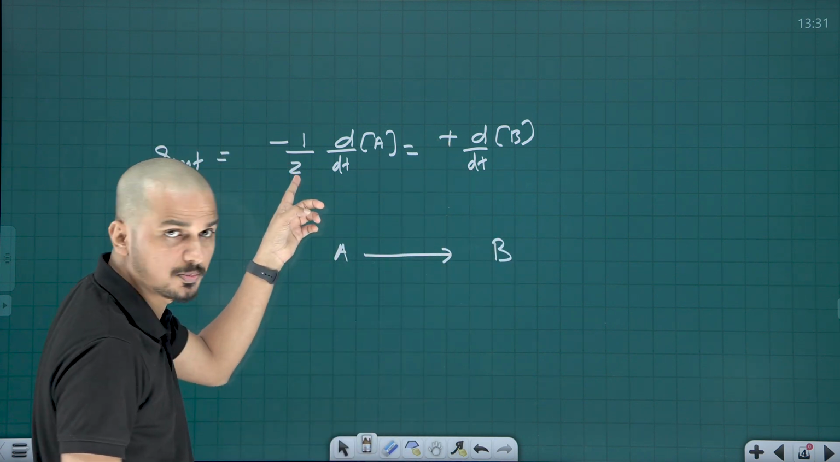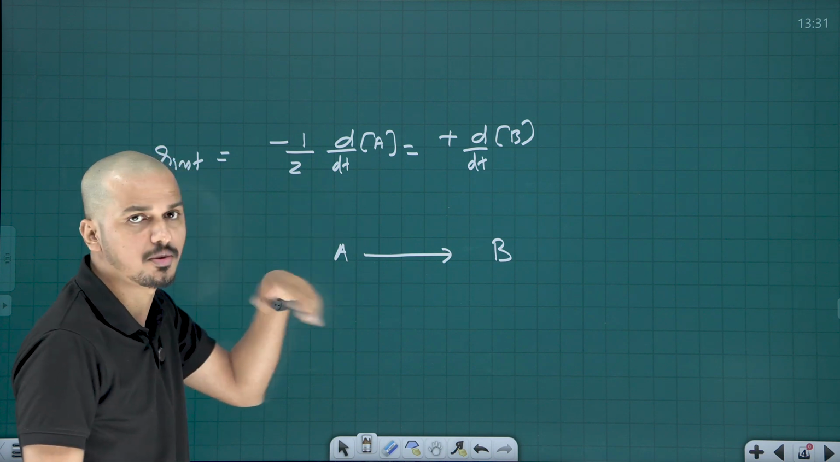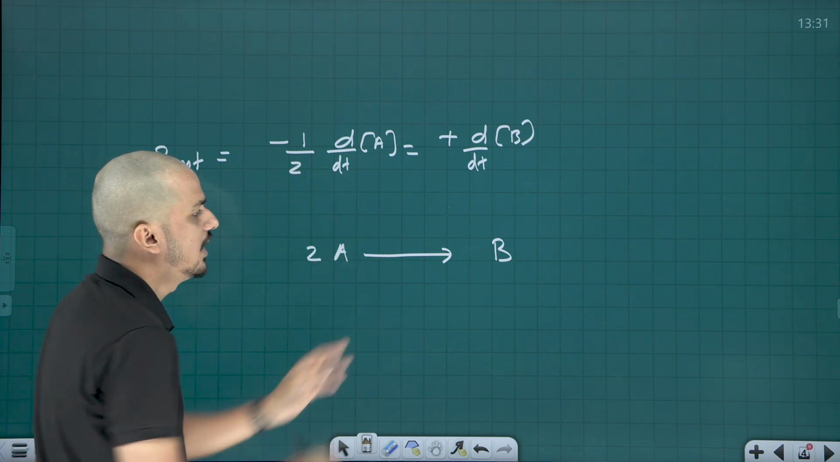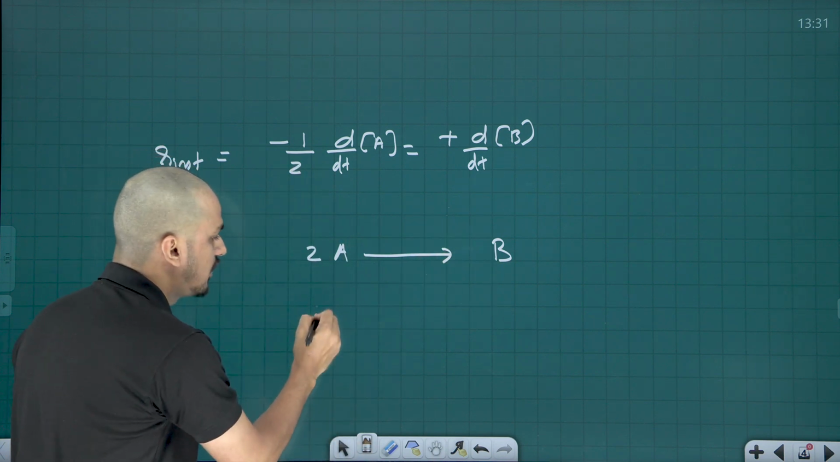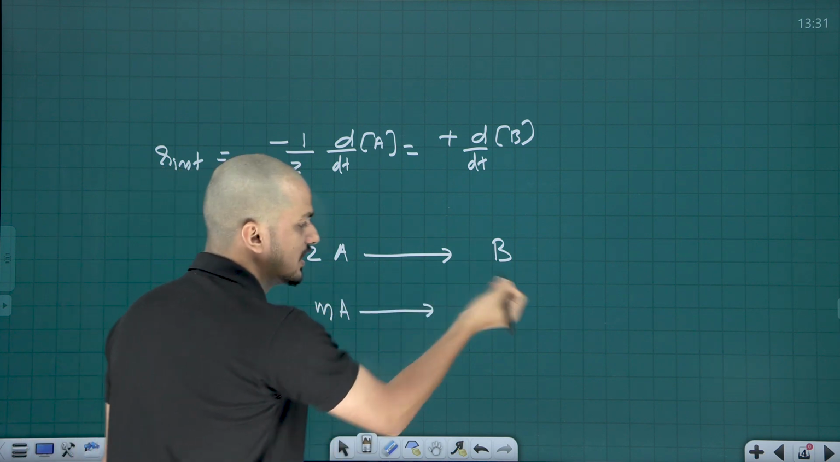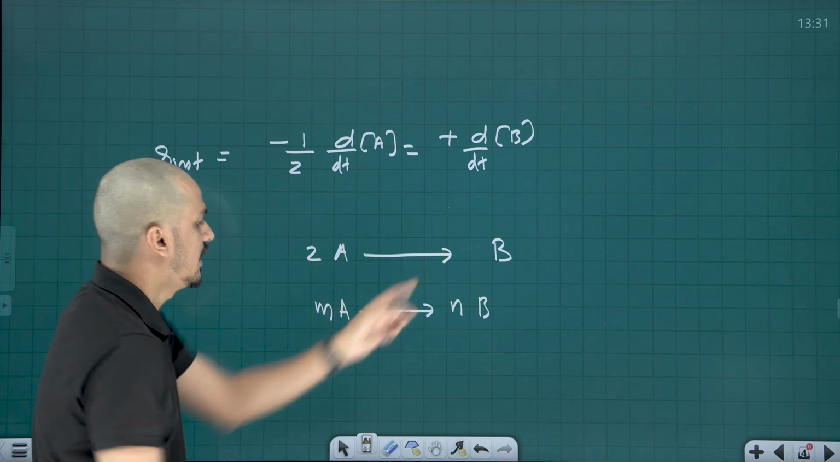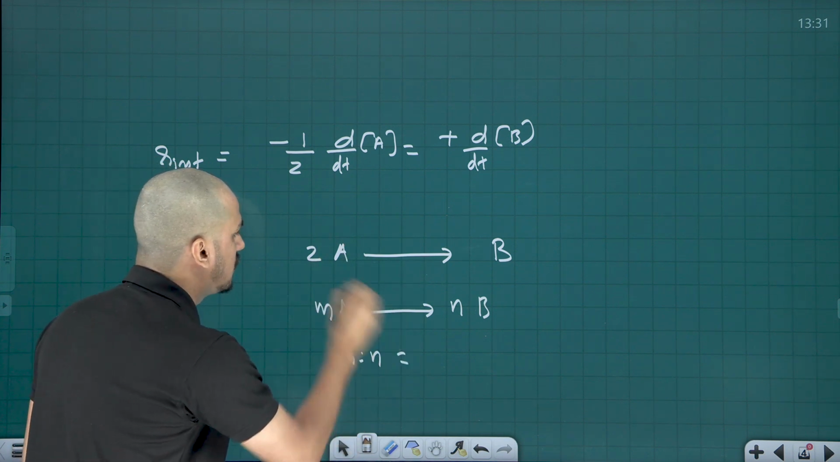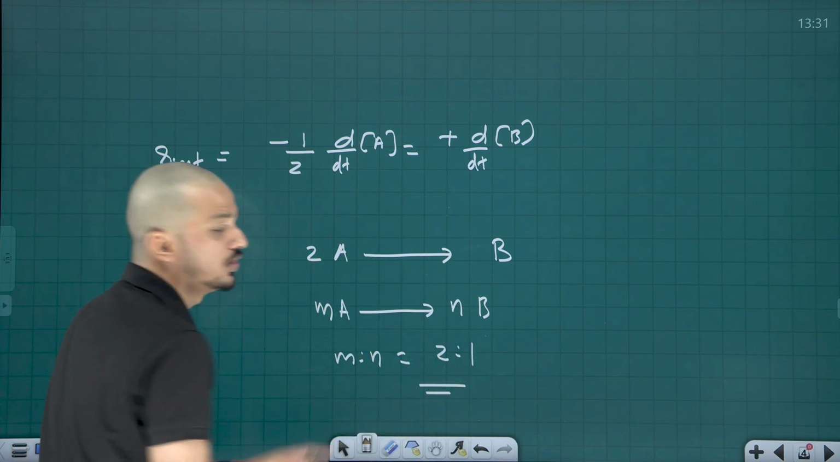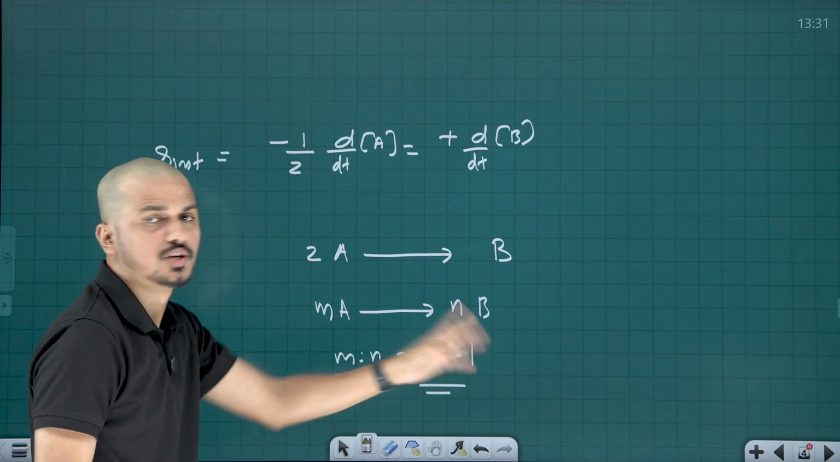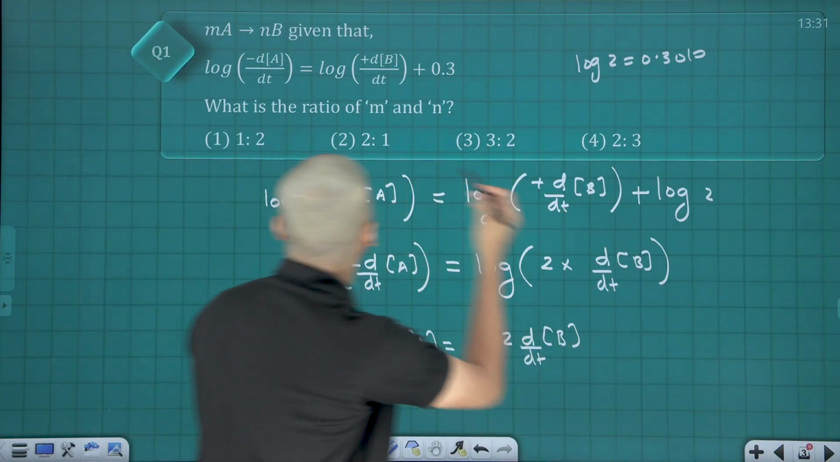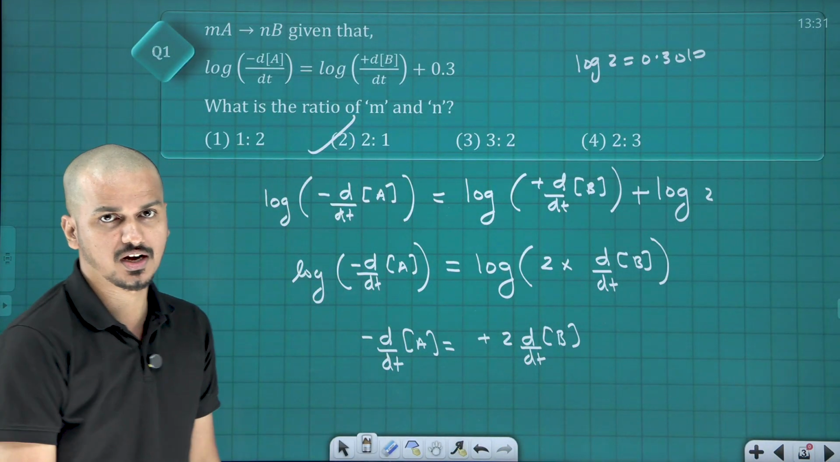And this value, the reciprocal value you are seeing, that's actually the stoichiometric coefficient. So here 2A gives B. That is of the form MA gives NB. That means M is to N is 2 is to 1. So the option is option 2, 2 is to 1. I hope the idea is clear.